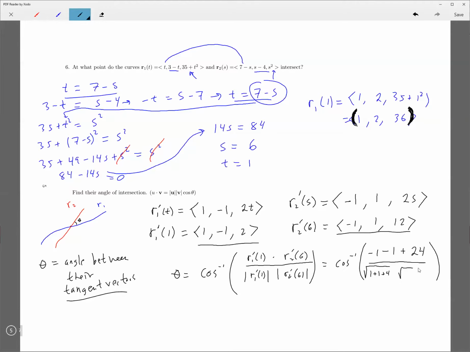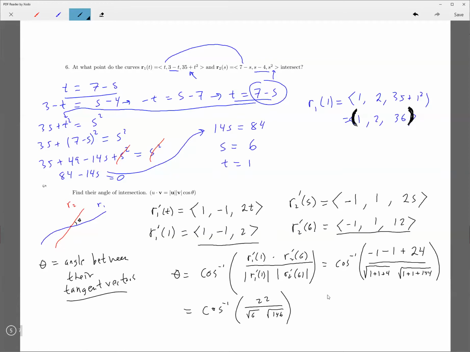So that's going to be the square root of 6, and then this one's going to be the square root of 1, 1, and 144. Whoa. Okay, so the inverse cosine of the numerator is going to be 22, and down here you're going to have the square root of 6 and the square root of 146. And we can put that in the calculator.